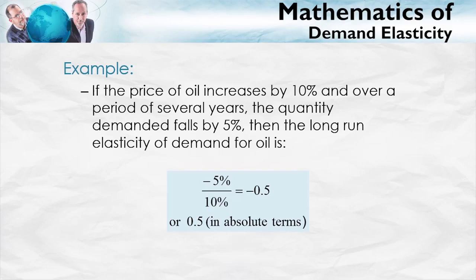Elasticities of demand are always negative because when price goes up, the quantity demanded goes down, and when price goes down, the quantity demanded goes up. So we often drop the negative sign and write that the elasticity of demand is 0.5.